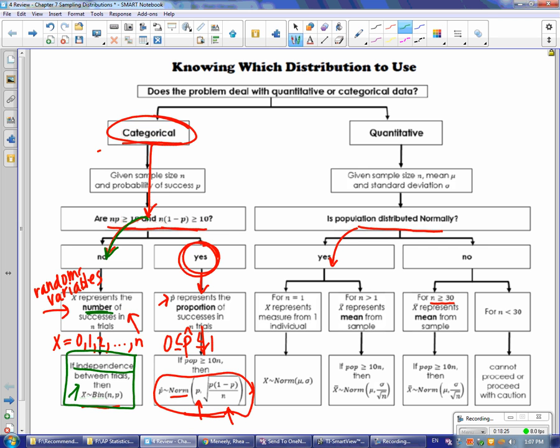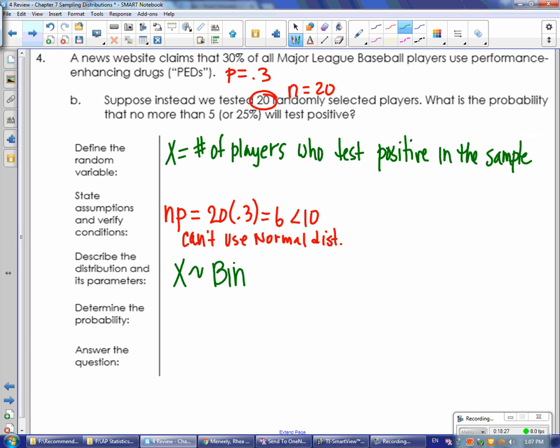But notice that I do have a condition here. I have to assume that these players are independent of each other. So I'm going to state the rest of my distribution. n in this case we said was 20, and p is still 0.3. And the other assumption I have to make is that we have to assume independence between the players.